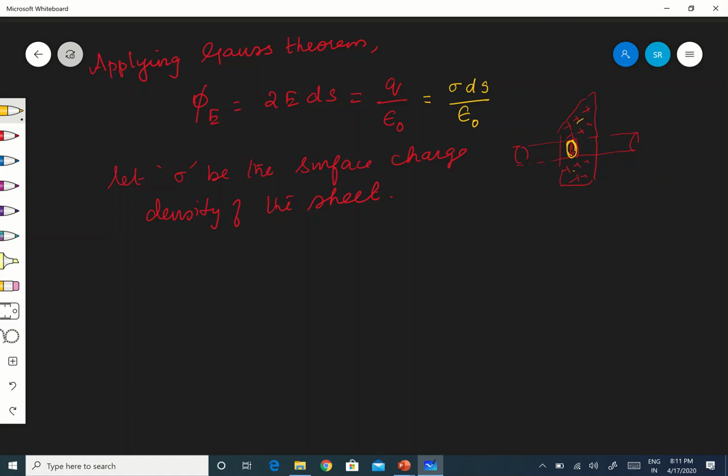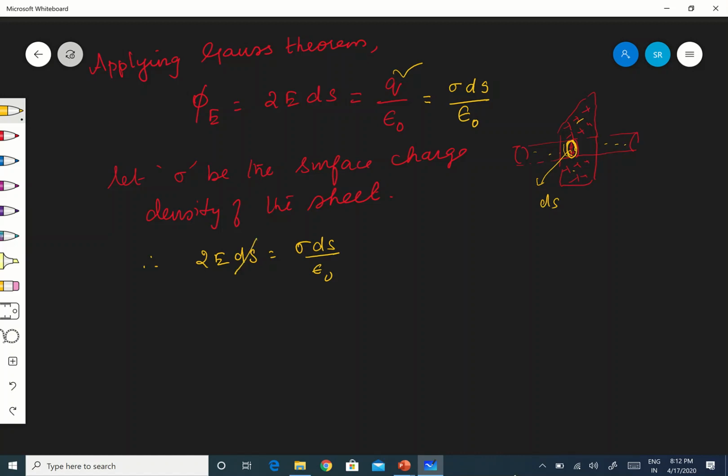Q is, what is Q? Q is the charge enclosed by the cylinder. This side there is no charge, this side there is no charge. Only when it is piercing that area is it enclosing the charge. Therefore, what is the surface area of this one? That is ds. Therefore, the total charge enclosed by the cylinder is Q, that is nothing but sigma into ds. Are you following? Therefore, you will be getting 2E ds equal to sigma ds by epsilon naught.